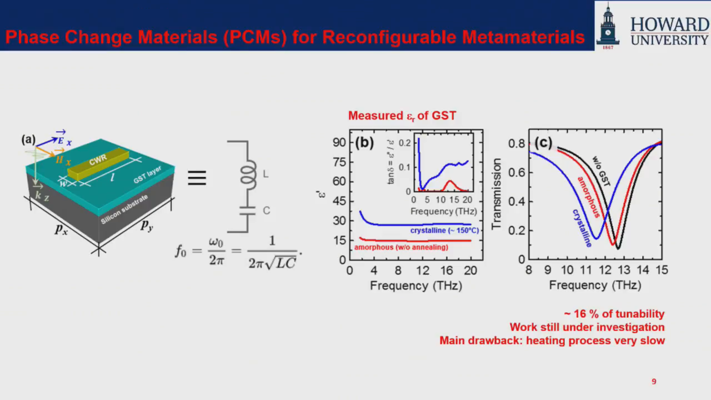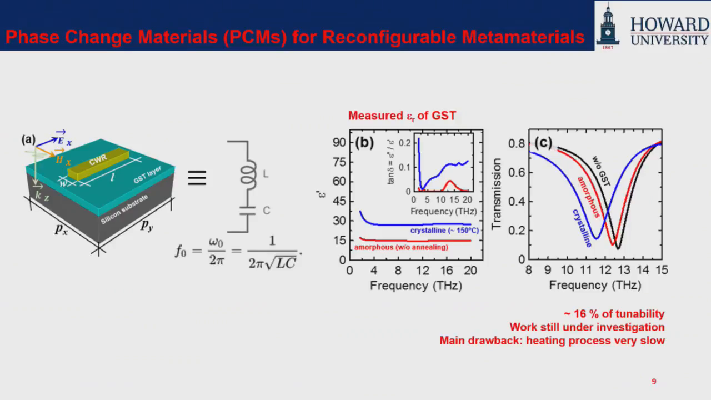And also, we need to mention that GST has two main states with very different dielectric functions. So this structure supports a standard dipole-like resonance. And I previously mentioned that the spectral features of metamaterials strongly depend on different factors, including the dielectric environment of the structure. So now this is the black curve without GST.